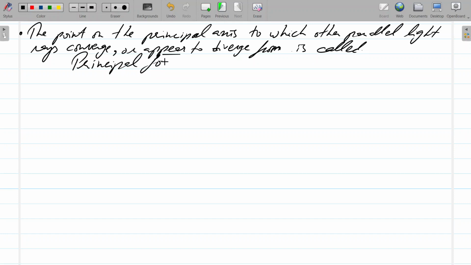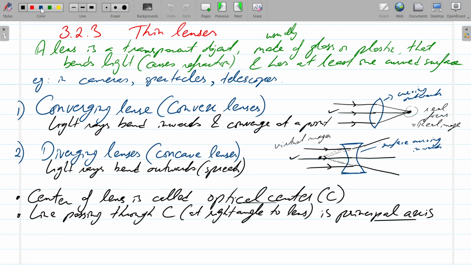Principal focus or focal point, and it is given with a capital F. So if we go back, and I think this has become rather messy, this is the focal point. This is the focal point.